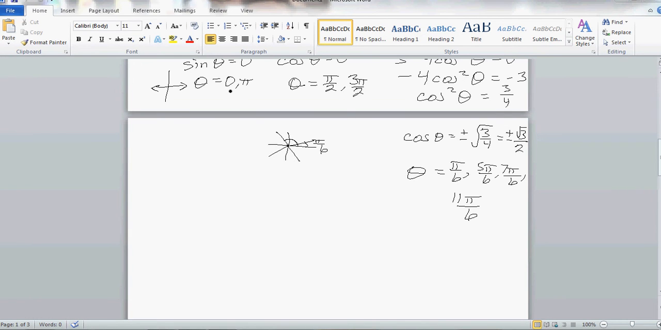And so the final answer is 0, pi over 6, pi over 2, 5 pi over 6, pi, 7 pi over 6, 3 pi over 2, and 11 pi over 6, putting them in numerical order.